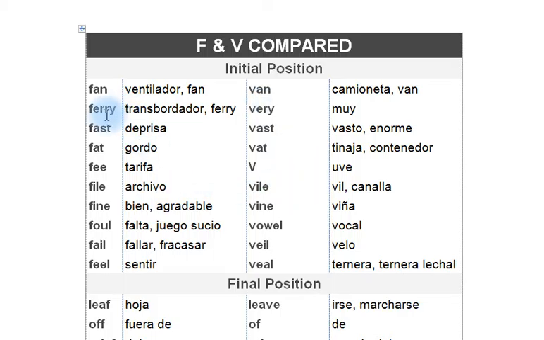van, ferry, very, fast, vast, fat, vat, fee, V, file, vile, fine, vine, foul, vow, fail, veil, feel, veal.